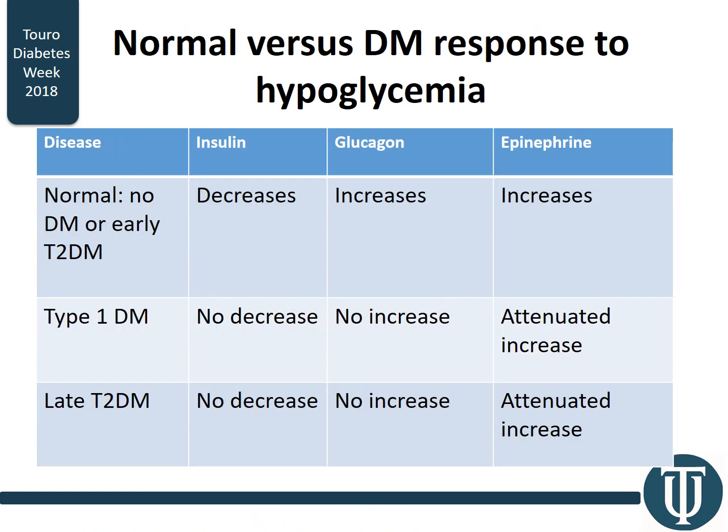Now let's apply this system as it relates to diabetes. So the top row we've already talked about. The person who is normal, who doesn't have any diabetes, or maybe they have early type 2 diabetes and they still secrete insulin, they'll have a normal response to hypoglycemia. First step is suppression of insulin. Second step is increase in glucagon. Third step could be increase in epinephrine.